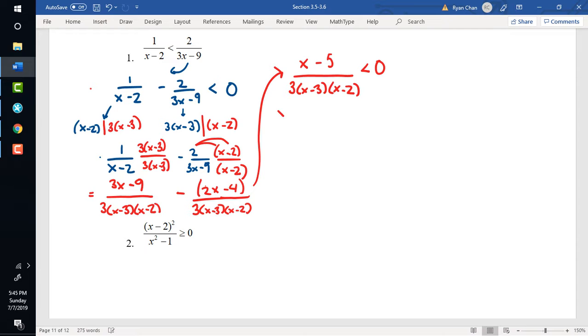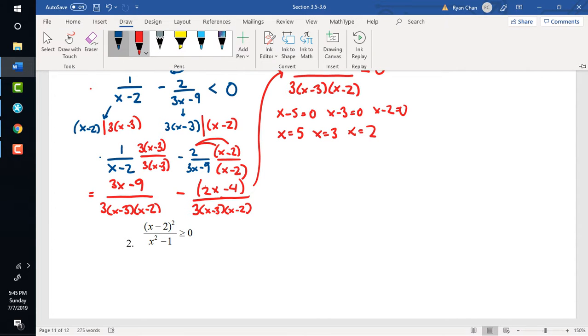So I'm going to set x minus 5 equal to 0, x minus 3 equals 0, x minus 2 equals 0. So I have x is equal to 5, x is equal to 3, x is equal to 2. Okay? I don't need to set the 3 equal to 0, right? Because obviously you can't do that. Okay? So this is what I'm going to do next. Let me draw a boundary line.